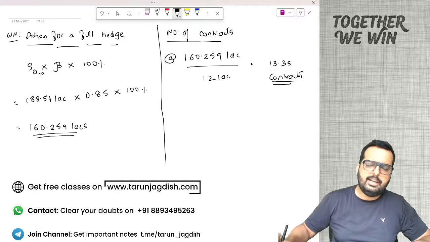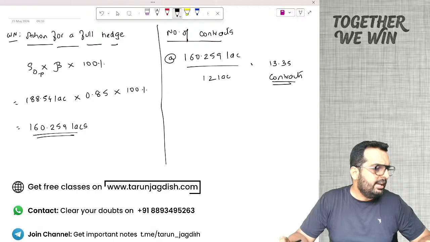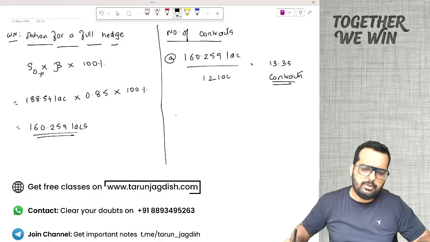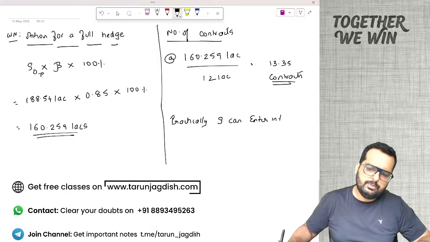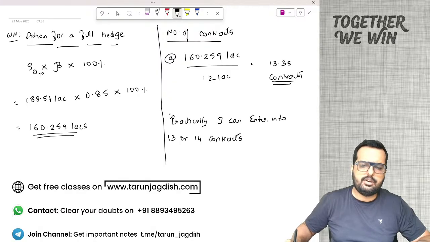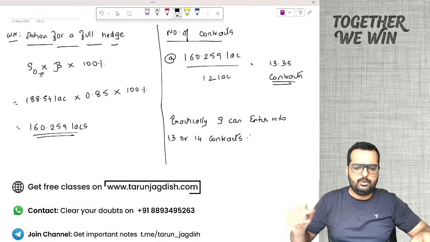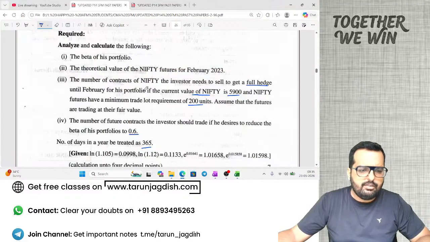Friends, in reality, can I enter into 13.35 contracts? The answer is no. I can enter into either 13 contracts or 14 contracts. So I'll write down below that: practically, I can enter into 13 or 14 contracts. Everybody clear with this part now? Fantastic. So that is the answer that I have to give over here. So I think we are done with this also.